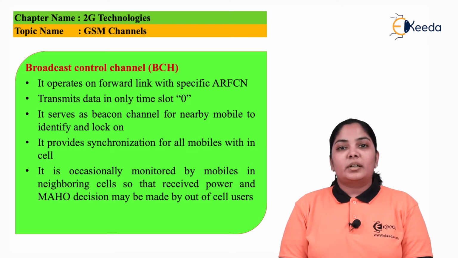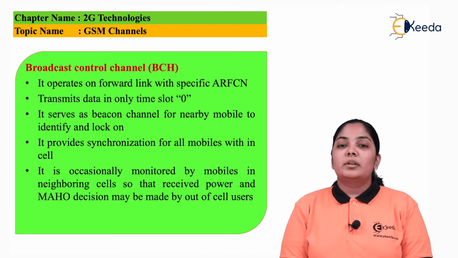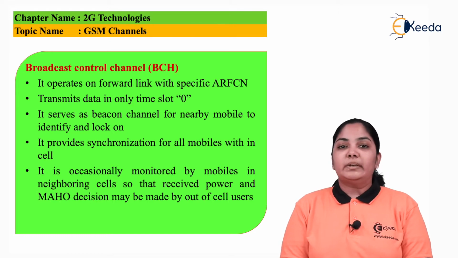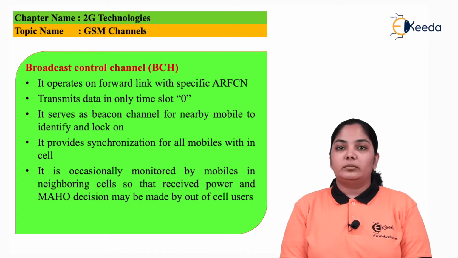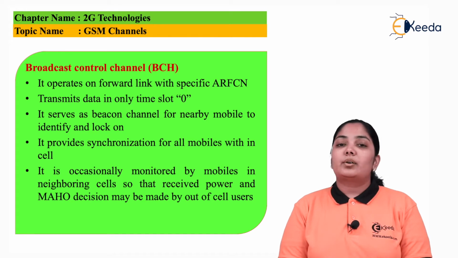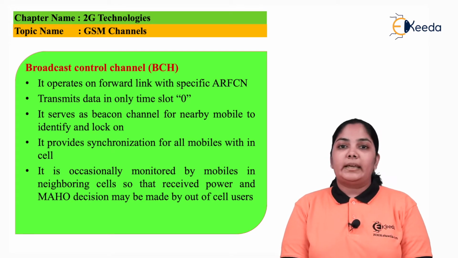The broadcast control channel serves as a beacon for the nearby phones to lock on to. It means the mobile phone is always searching for the communication channel on which it is going to receive the information for a call to be received. Hence, this broadcast control channel serves as a beacon on which every mobile phone is logged on. The broadcast channel is also used for synchronization of all the mobile phones in the area.